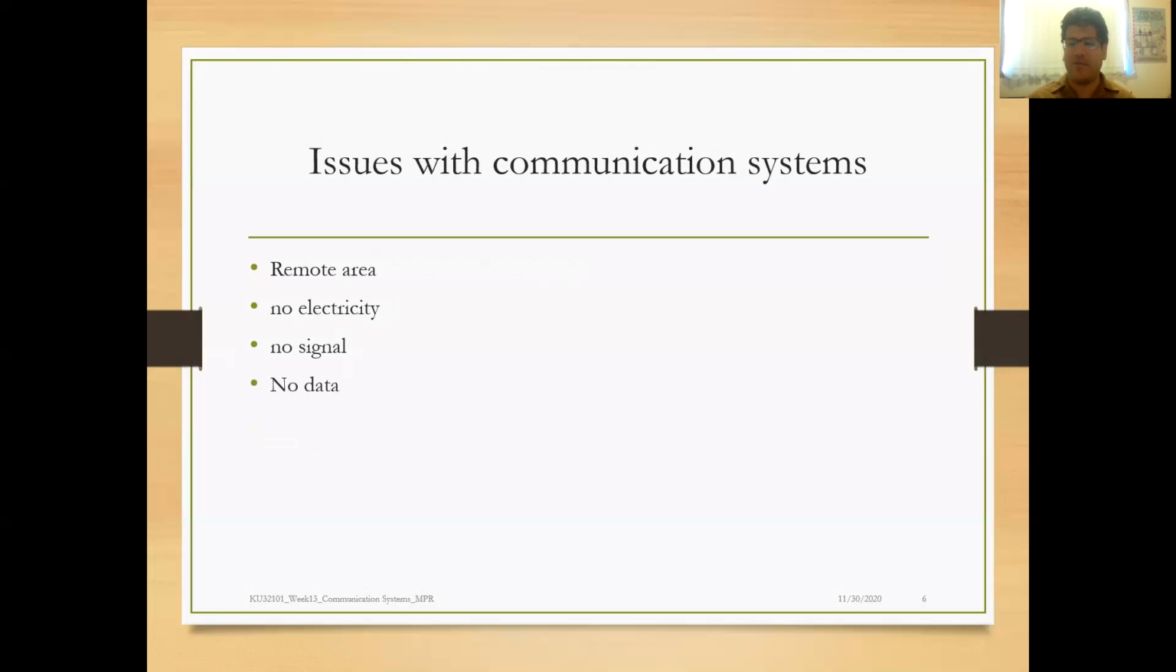Okay, and then maybe you have no data because data costs money, and you have to find places to buy data sometimes, or sometimes you need a signal to get the data.